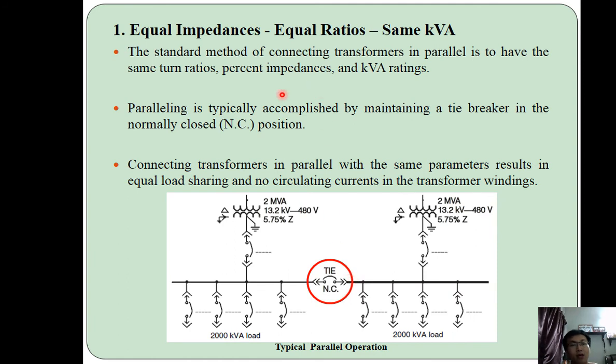Equal impedance, equal ratio, same kVA. The standard method of connecting transformers in parallel is to have the same turn ratio, percent impedances, and kVA rating. Parallel is typically accomplished by maintaining a tiebreaker normally closed. Normally closed means it is in the connected position. Connecting transformers in parallel with the same parameters results in equal load sharing and no circulating current in the transformer windings. So for example, this is 2 MVA, 13.2 kV, 480 volt, 5.75% impedance. This is the same, and then it can be paralleled. Okay, it can be connected.